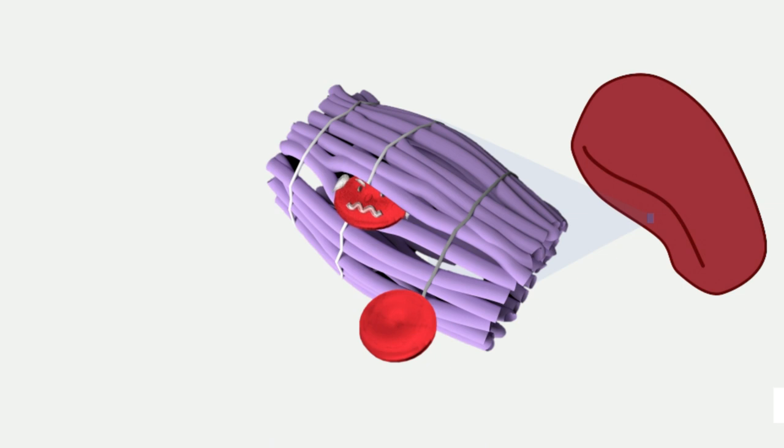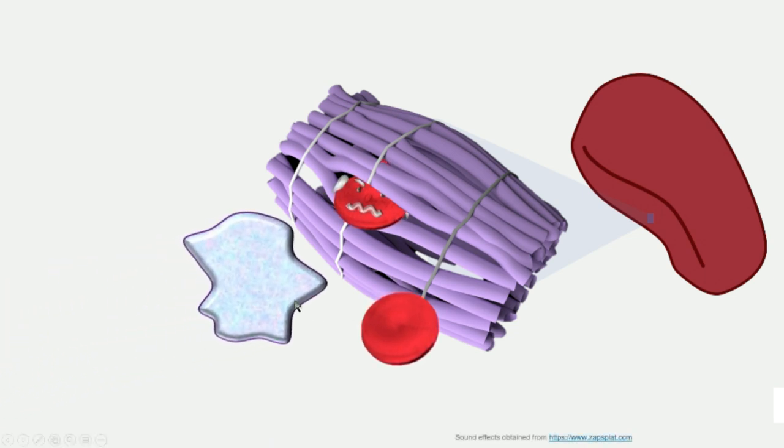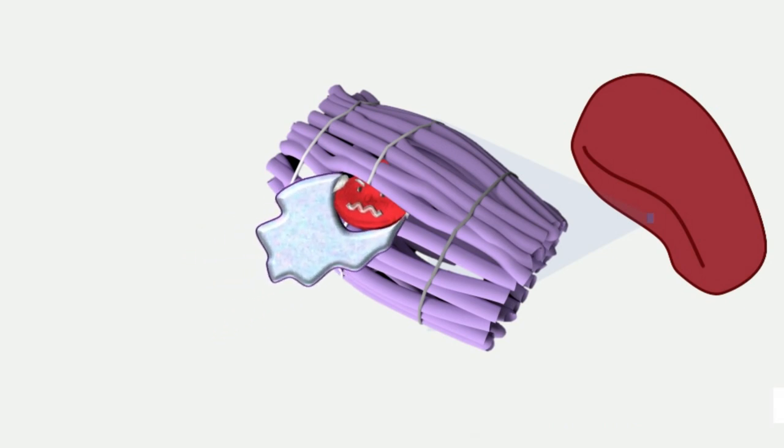Now in this death valley of the spleen, there are horrific monsters. After seeing these horrific monsters, the young RBCs quickly go back into the sinusoids. But our old RBCs are still stuck in these pores, these passageways of the sinusoids. And now the monsters will surround these old RBCs and engulf them.